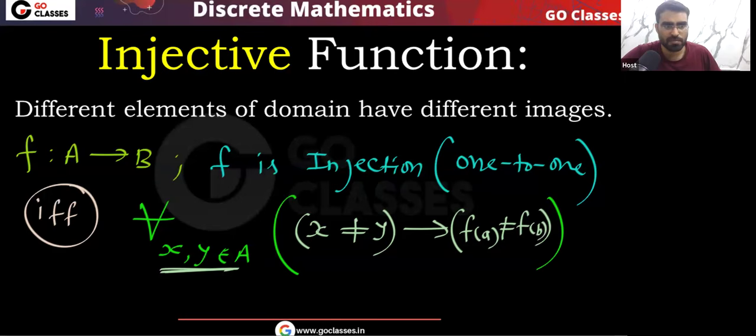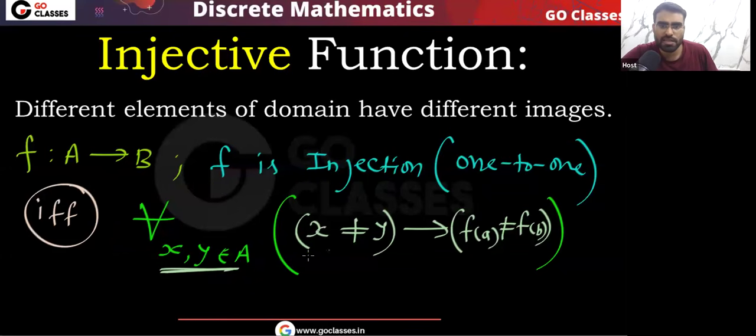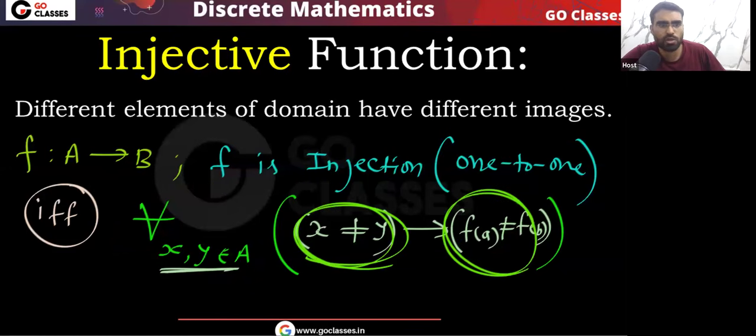Is this clear? Is this understood? Very simple. Different elements have different images. For all elements of the domain, for all x, y in the domain, I can say that if they are different, their images are also different.